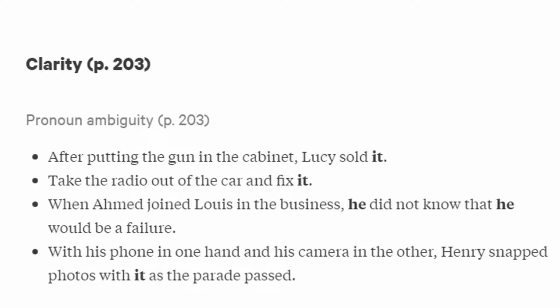So the first example here, after putting the gun in the cabinet, Lucy sold it. Lucy sold what? What did Lucy sell? We have a gun, we have a cabinet, but we have no clue from this sentence which one is the item that Lucy sold. It could work either way. That is ambiguity.